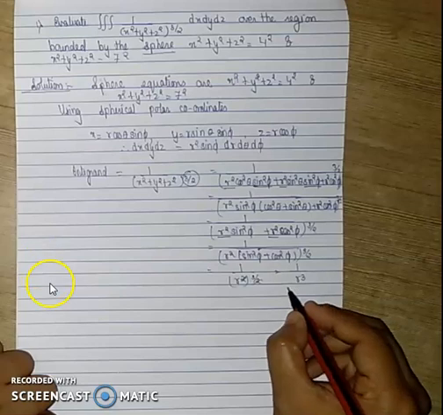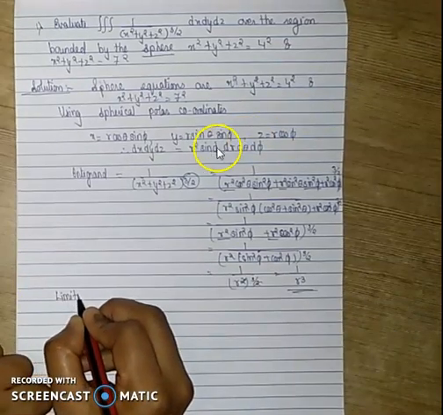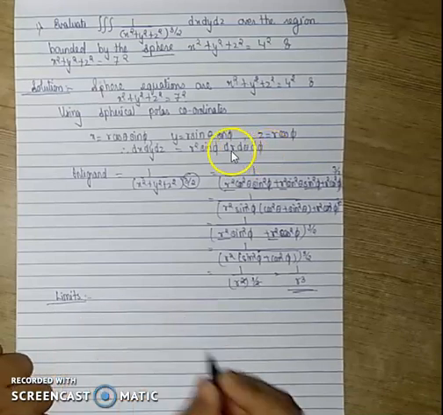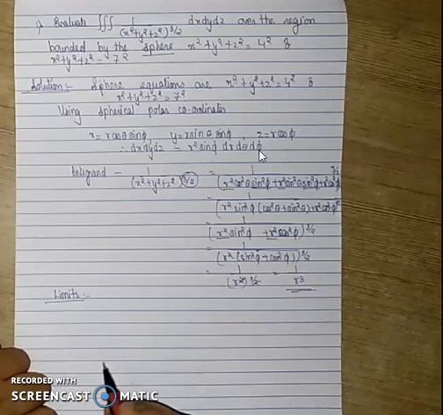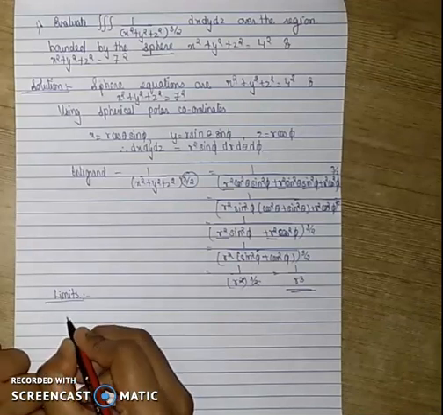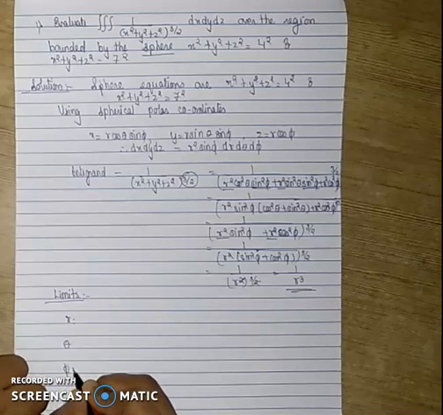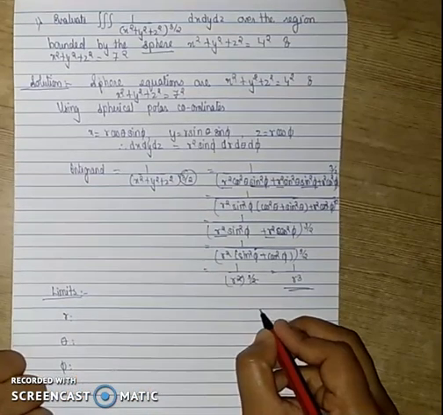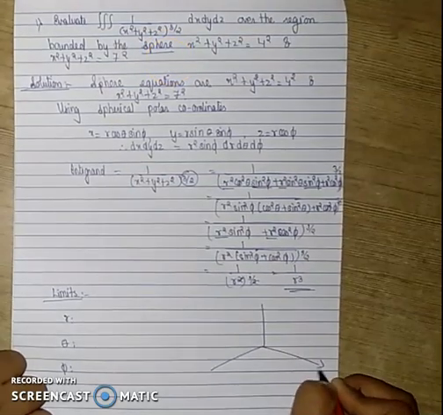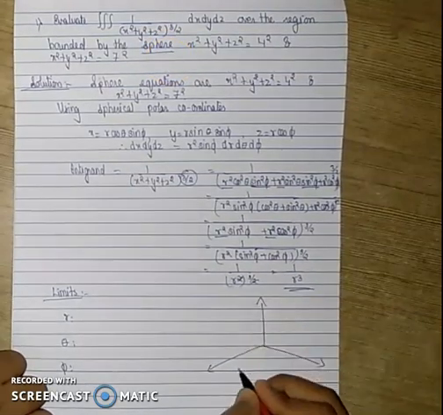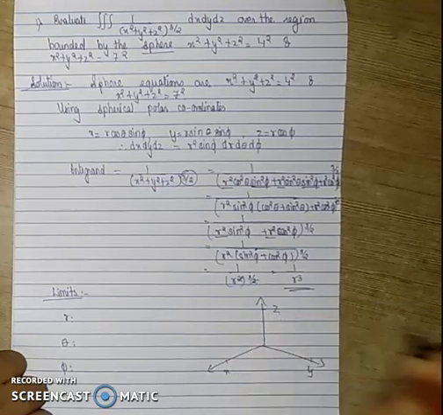Now we'll talk about the limits. You will be following the order dr, d theta, d phi, which means r is the inner integral, theta is the middle integral and phi is the outer integral. Limit of r, limit of theta, limit of phi. Since it's a sphere, we'll draw a 3-dimensional xyz plane, and I'm not that good at diagrams, so accordingly we'll manage.